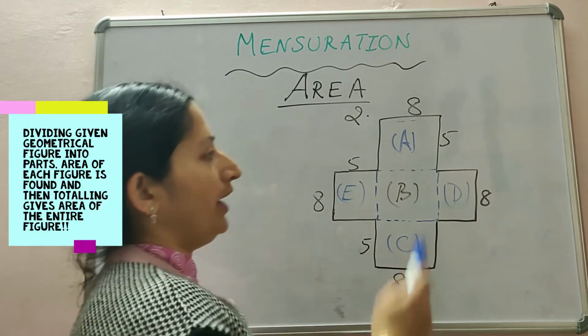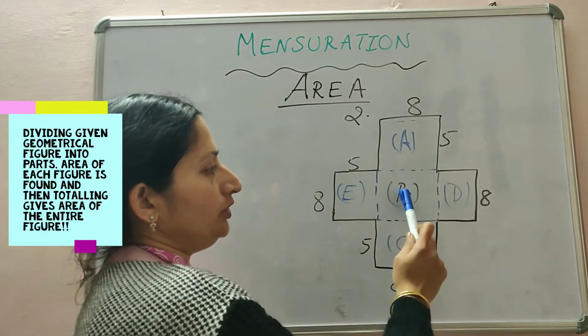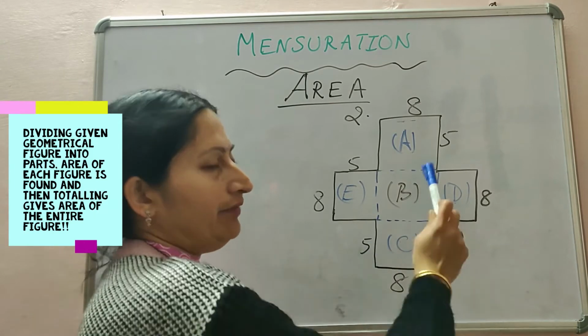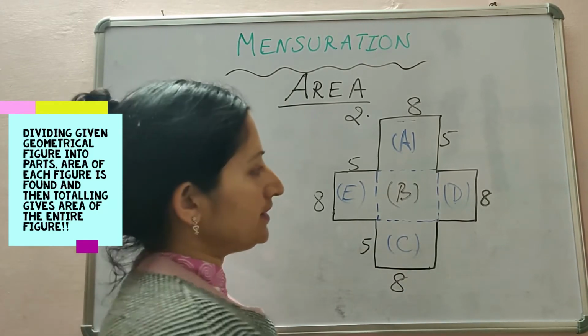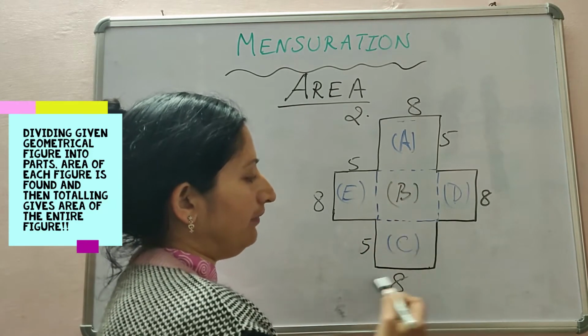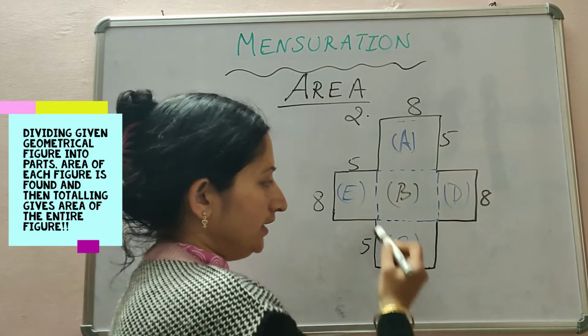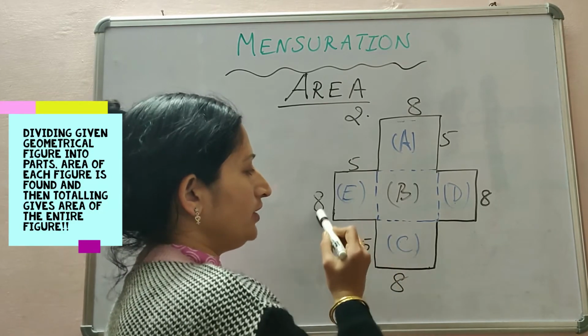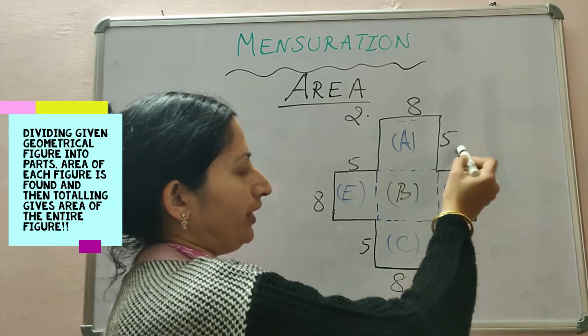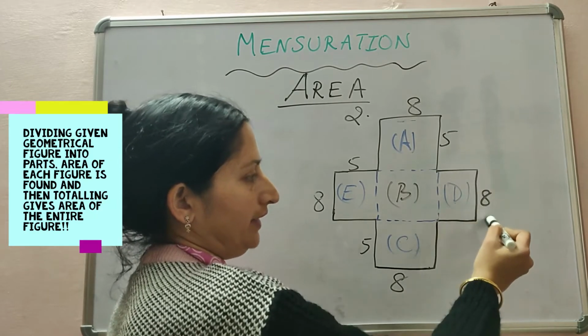So here now I have got 1, 2, 3, 4, 5 different rectangles, and you can see in these rectangles, all of these rectangles have length as 8, width as 5. Here also it's 8 and 5. Here it's 5 and 8.